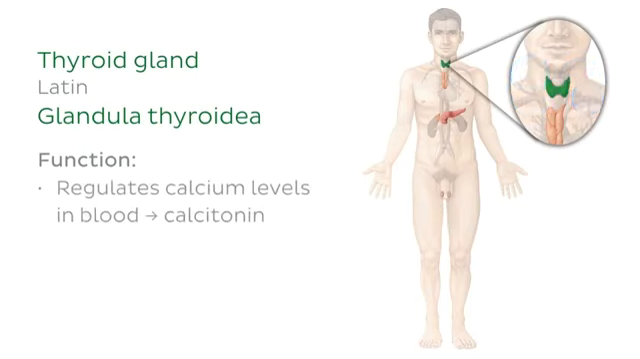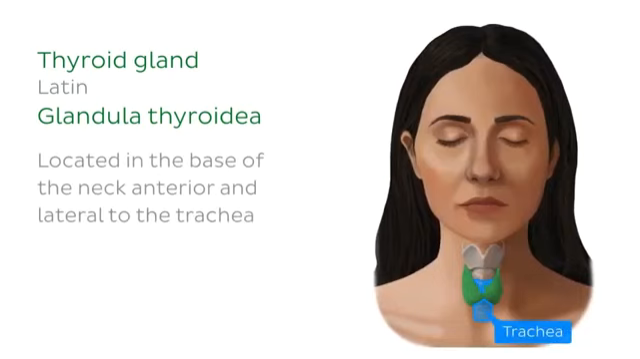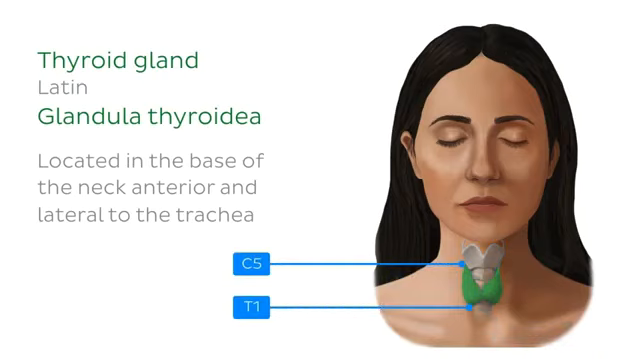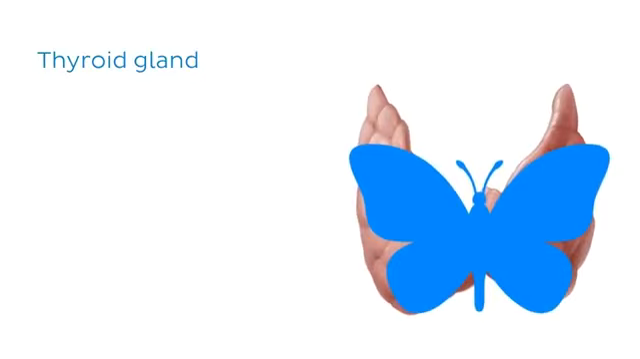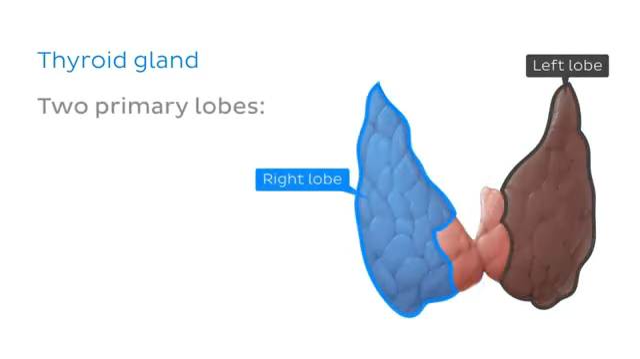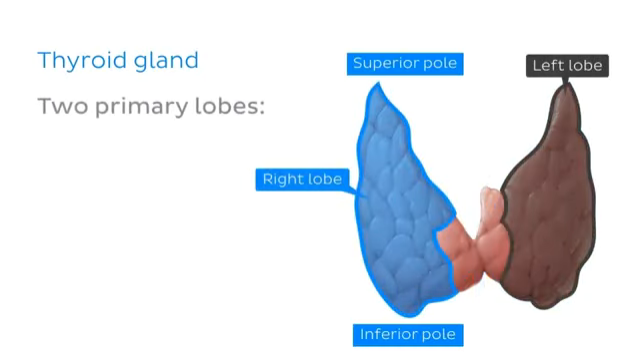The thyroid gland is located in the base of the neck, just anterior and lateral to the trachea and inferior portion of the larynx. It spans from approximately the level of C5 to T1. The thyroid gland is generally butterfly or H-shaped in appearance and is composed of 2 primary lobes, each with a defined superior and inferior pole.